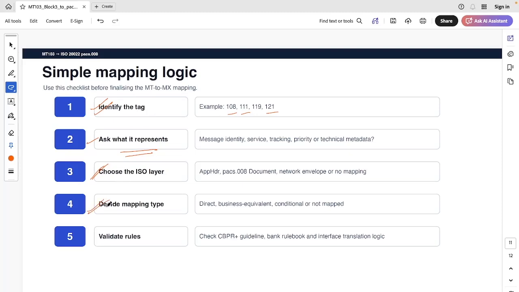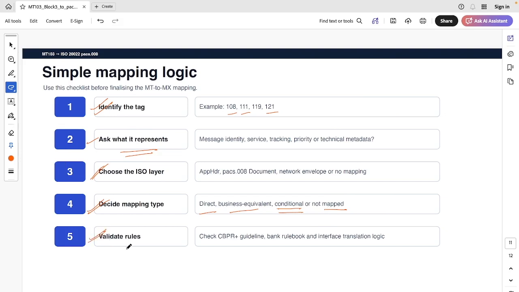Step 4 is determining the mapping type. There are actually 4 useful classifications: direct mapping, derived mapping, conditional mapping, or no mapping at all. Direct mapping means that the same value moves to the target field, like we have seen for field 121 UETR value. Derived mapping means the target is calculated or selected using a rule. Conditional mapping is applicable only when certain business or service conditions are met. And a no mapping or network level rule means the source data does not appear inside the XML format.